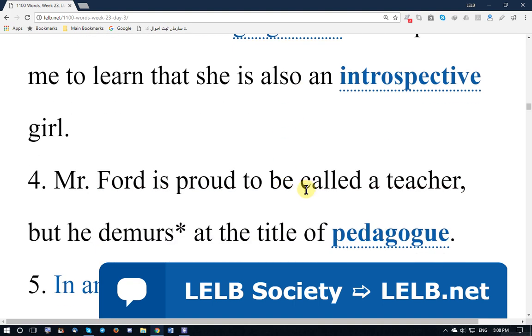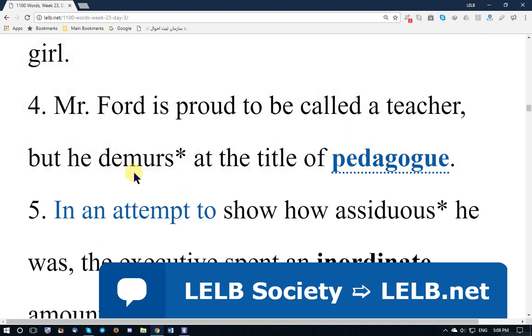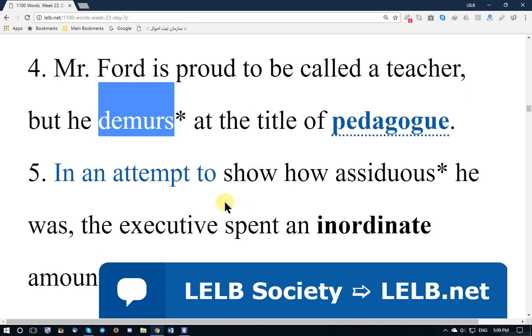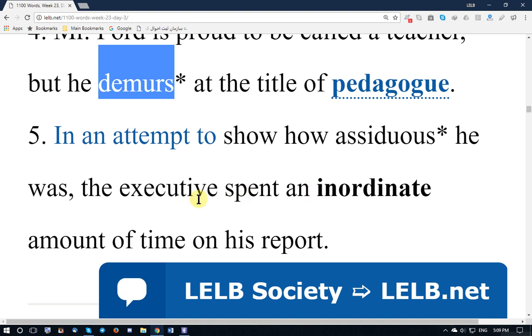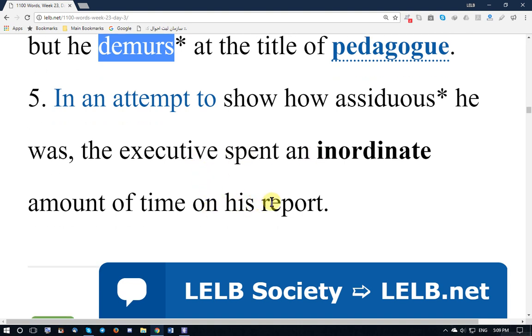Mr. Ford is proud to be called a teacher, but he demurs at the title of pedagogue. He likes the title of teacher, but he hesitates at the title of pedagogue. In an attempt to show how assiduous, careful, fastidious, scrupulous, meticulous, diligent, and very hard-working, industrious he was, the executive spent an inordinate amount of time on his report. Executive means senior manager.